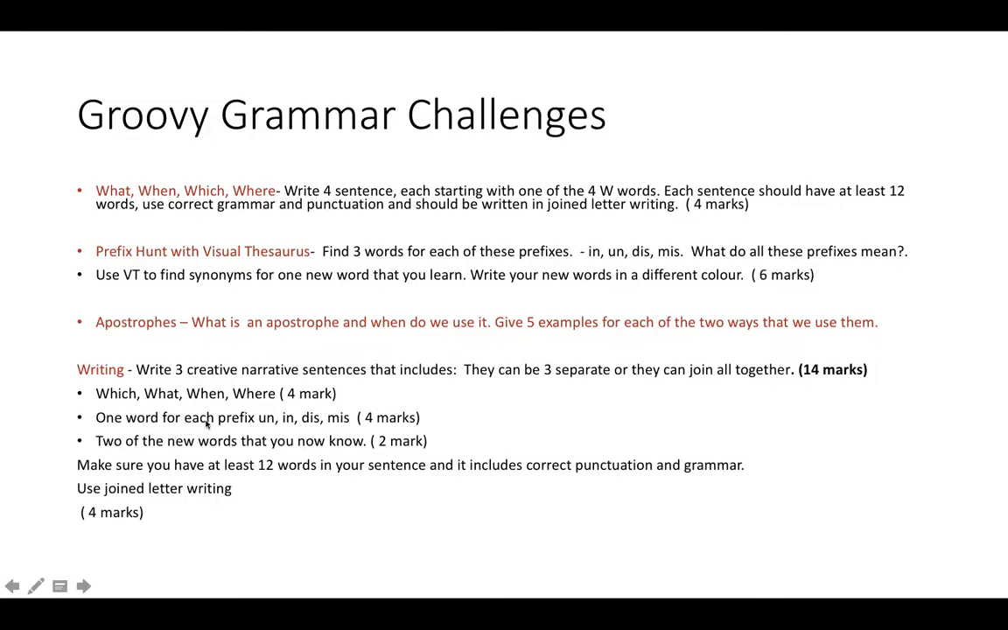They have to have one of each prefix word that you found from un, in, dis, or mis, and 2 of the new words that you now know from your Visual Thesaurus hunt. And make sure you have at least 12 words in the sentences, include correct punctuation and grammar, and use join letter writing. Okay.